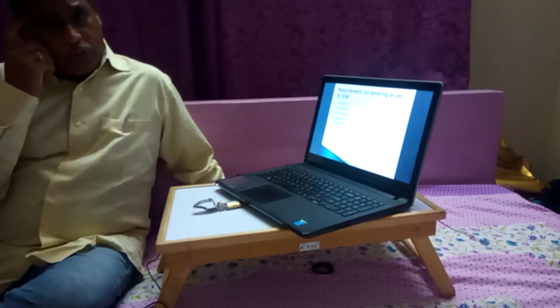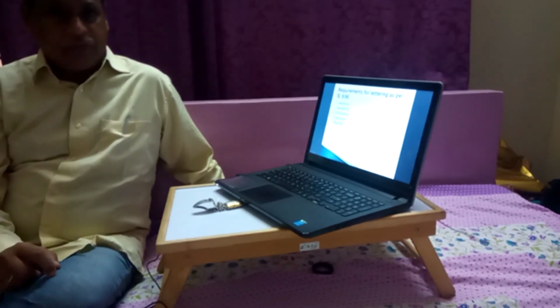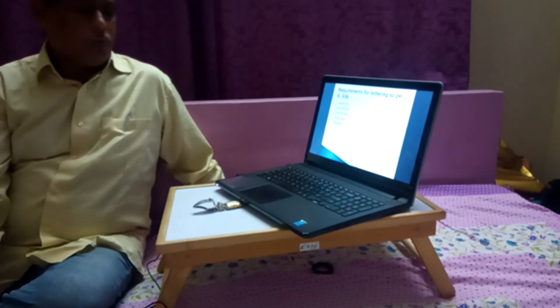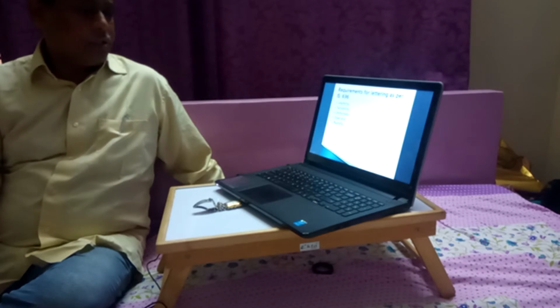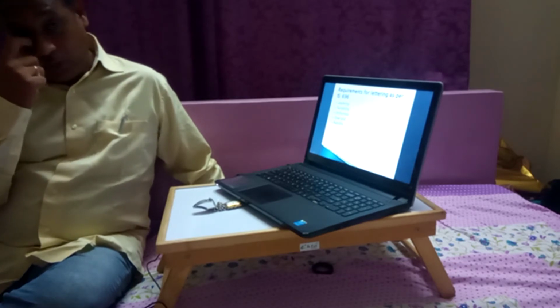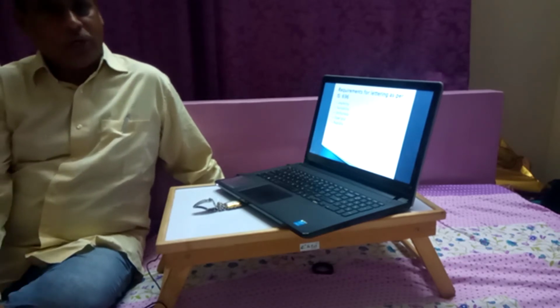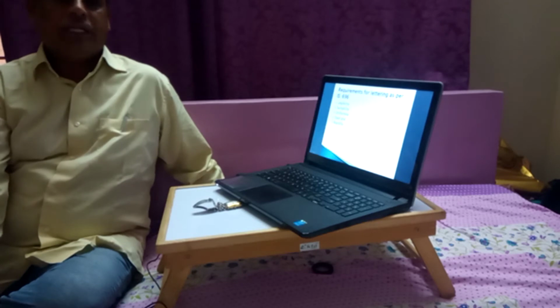So how should we write the letterings? For that also we have an IS code, IS 696. According to IS 696 only we have to do the lettering. This code has specified how lettering should be done on any drawing sheet.